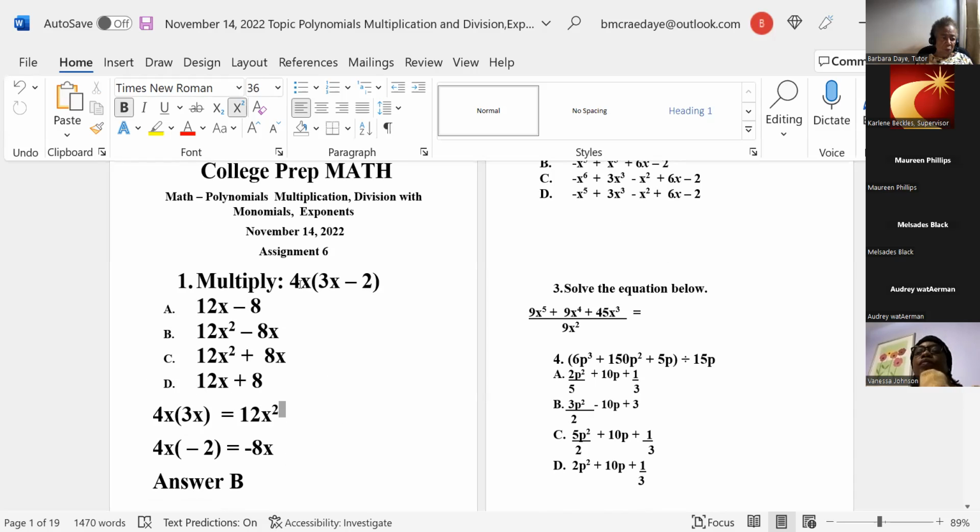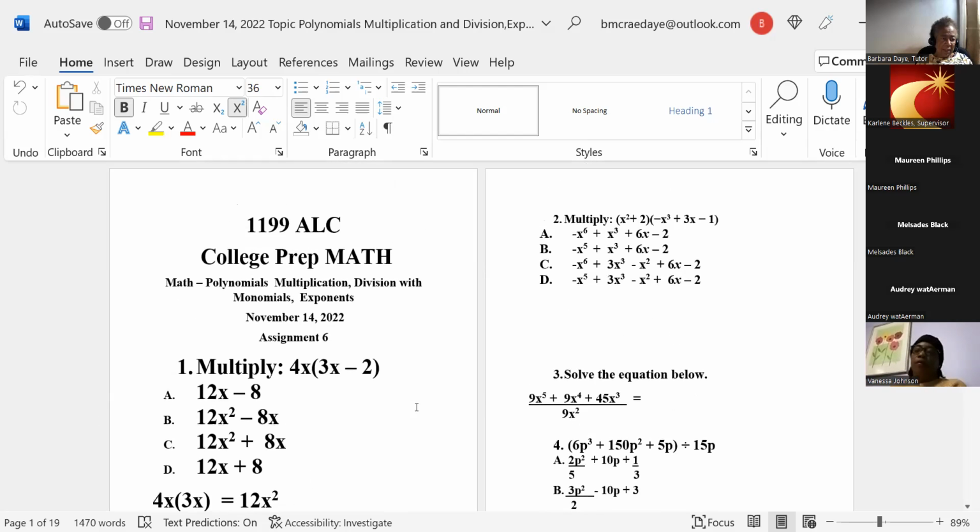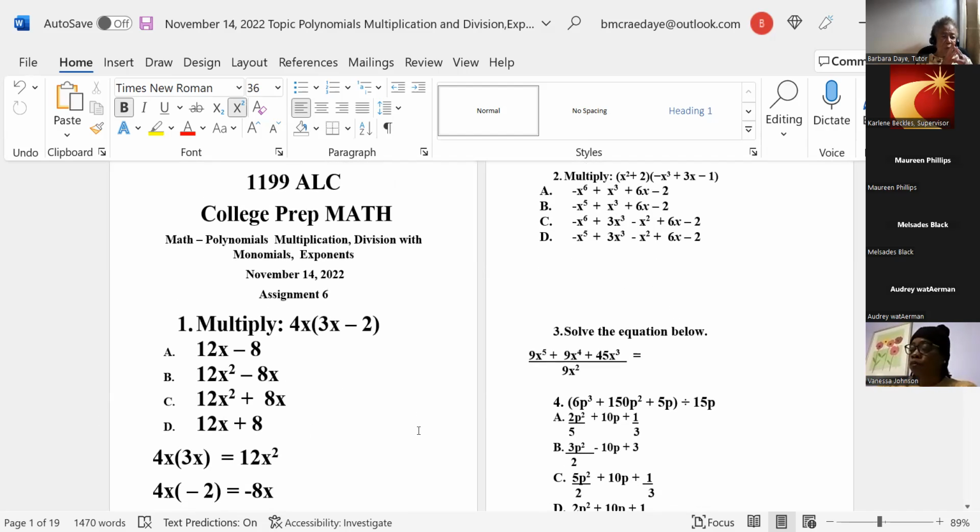Then multiply the 4x by the minus 2. And 4 times minus 2 is a minus 8. And then you have x. So 12x squared minus 8x. And then you look at your choices and which one does that match? B. There you go. 12x to the second minus 8x. All right. Any questions on number 1?